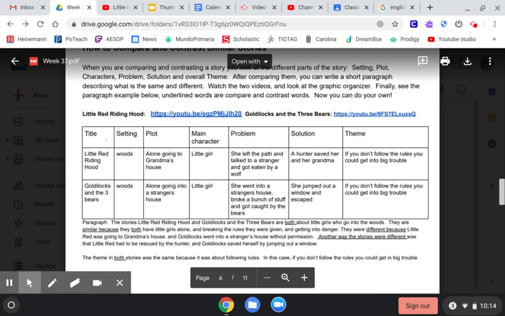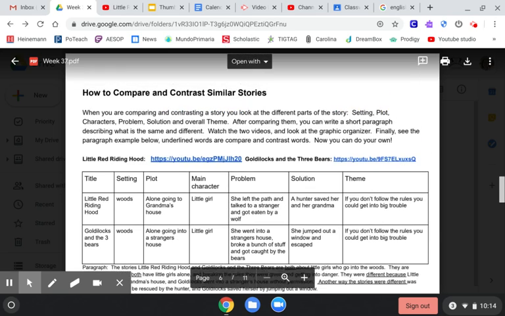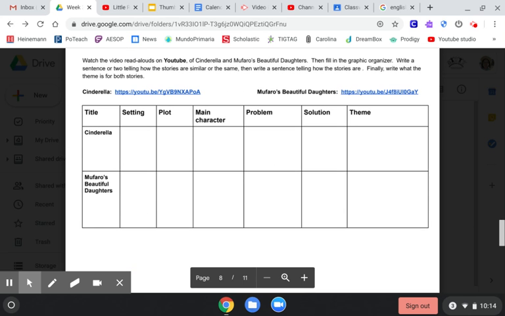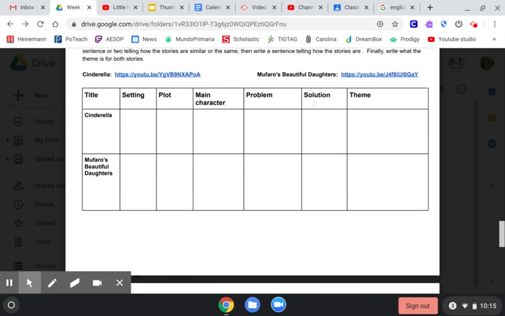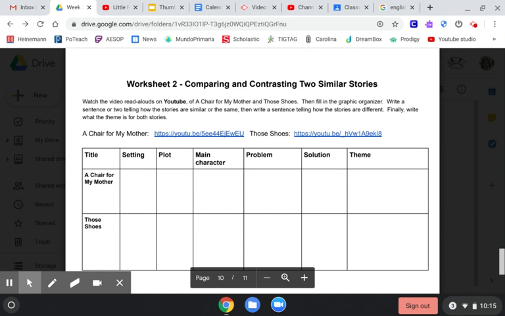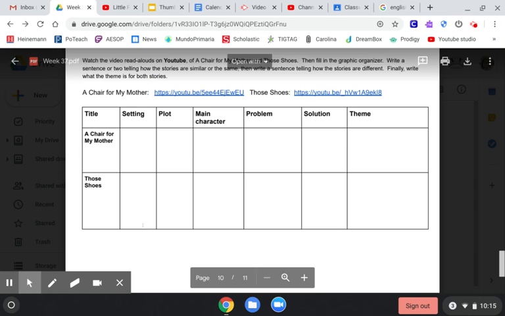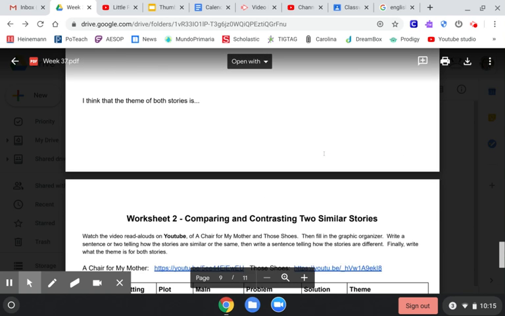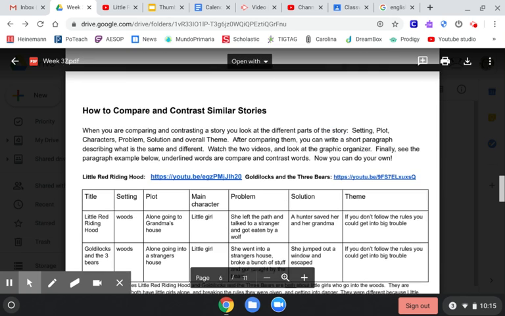So we have the table right here, and I am going to go ahead and just read this page out loud. You are going to have this right here, so you can compare the stories Cinderella and Mufaro's Beautiful Daughters. Then you're going to go ahead and answer this. On Friday, you're going to compare and contrast the stories A Chair for My Mother and Those Shoes, with this table right here. And then you're going to answer these questions right here. Okay, now that we have that, I'm going to go ahead and start reading this for you.